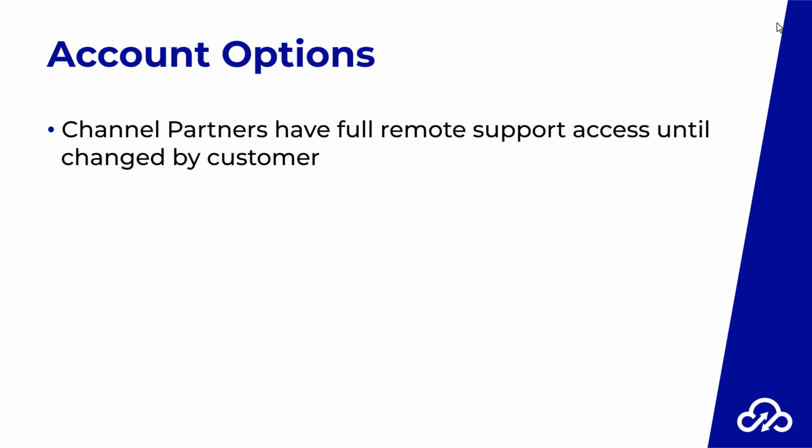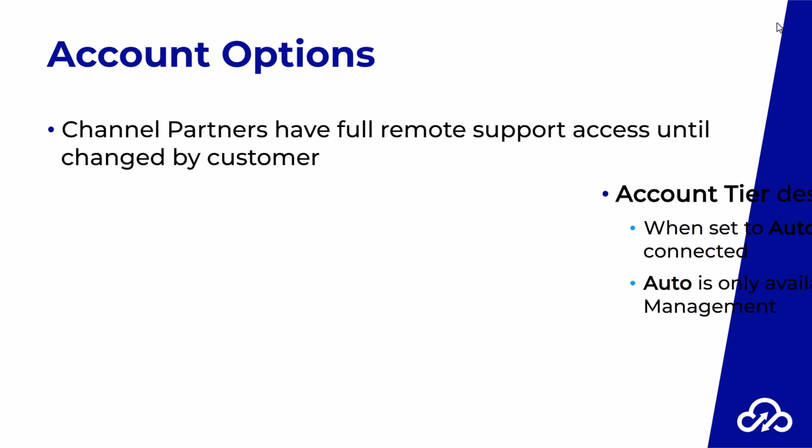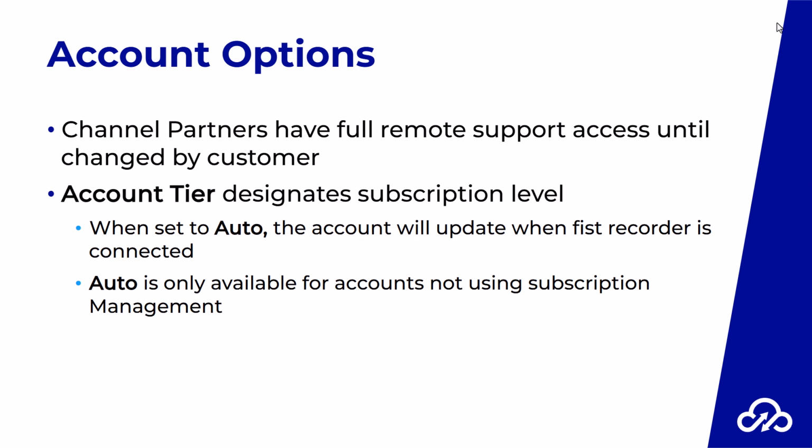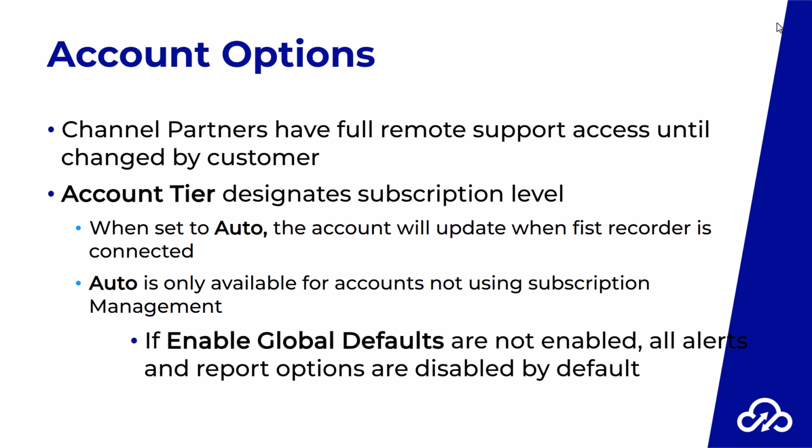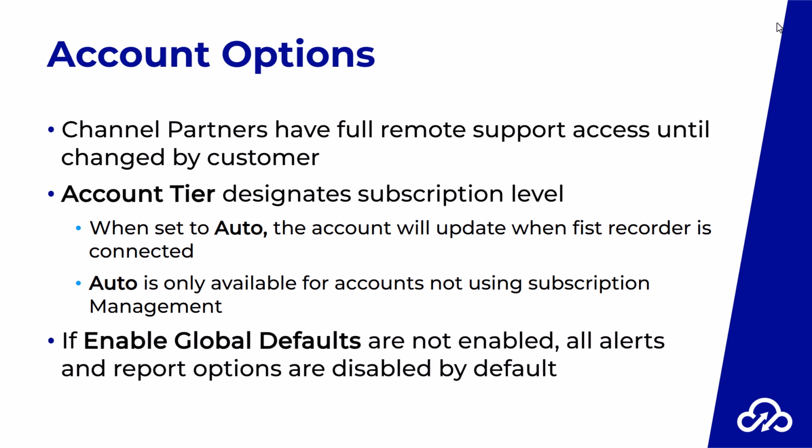When creating a new account, the account tier designates which subscription tier the account will use. Subscription management allows for more control over account tiers and management. If Enable Global Default is not selected, all report and alerts options are disabled by default. It's important for these permissions to be reviewed and enabled for the needed account where required.